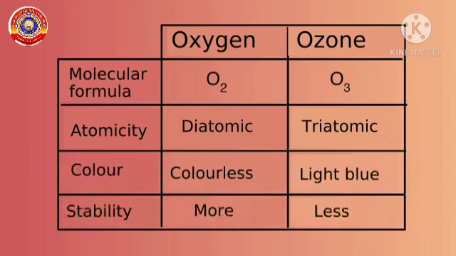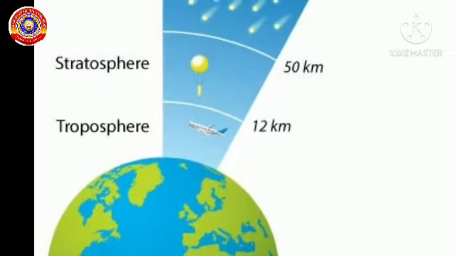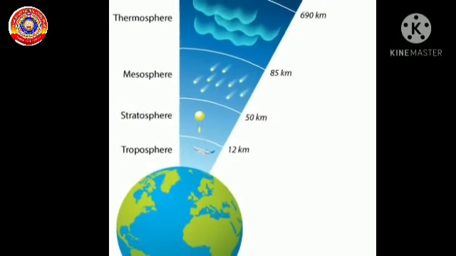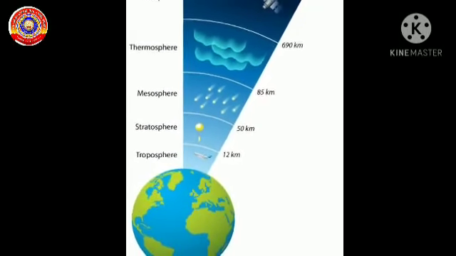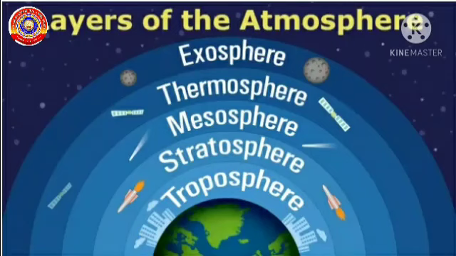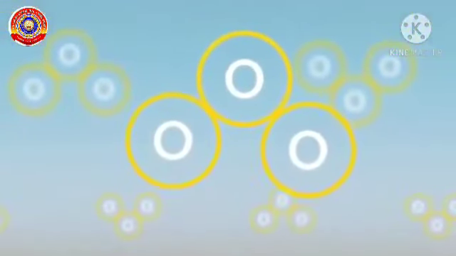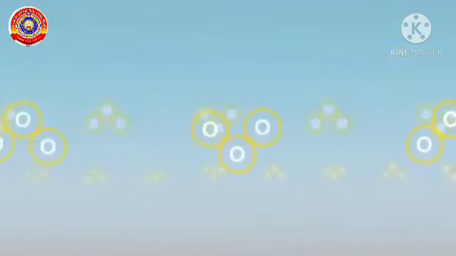Oxygen is a colorless gas whereas ozone is light blue in color. The stability of oxygen is comparatively higher than that of ozone. Dear children, where do we find ozone? Yes, you know that it is found in the stratosphere, a layer of atmosphere. Don't you remember the layers of atmosphere that you had learned in the lower classes? As you all know, the atmosphere has 5 layers, right? And among these layers, ozone is found in the stratosphere.